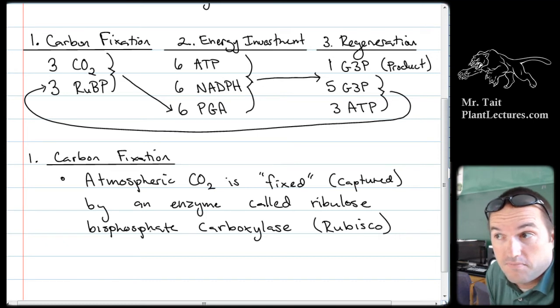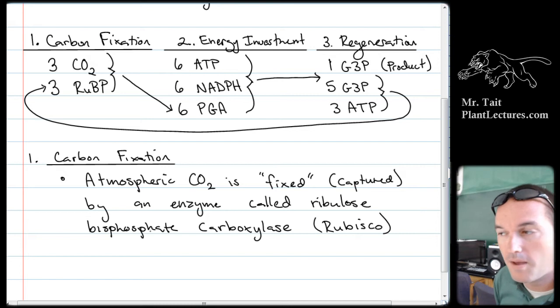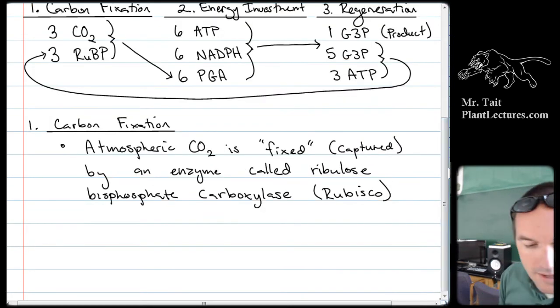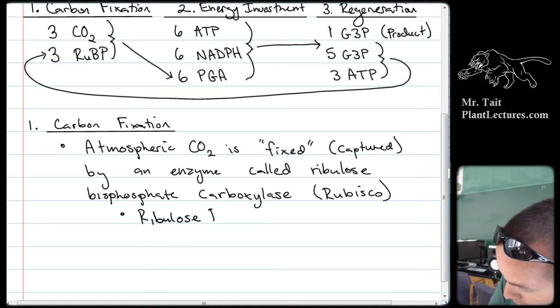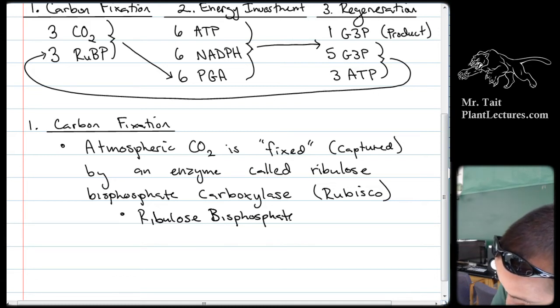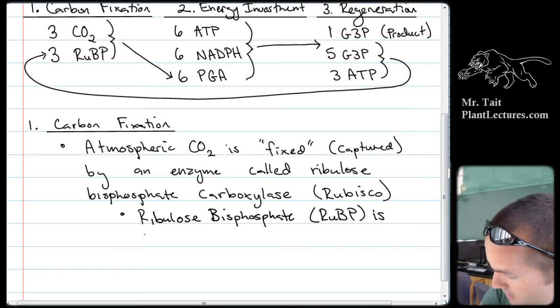Right? Carboxyl group is a CO2 group. Yep. All right. So, ribulose bisphosphate, which is almost always abbreviated RuBP, is a 5-carbon chain.